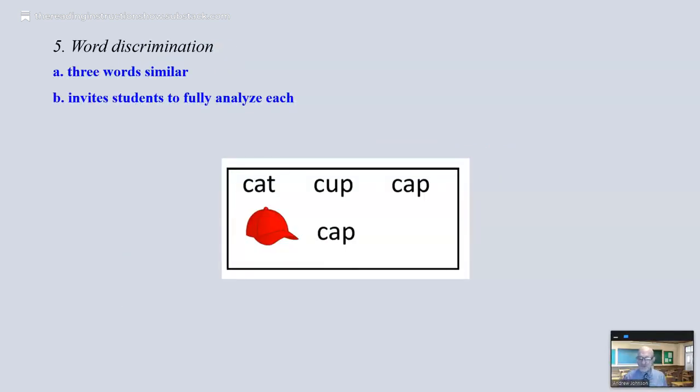Word discrimination, understand the concept, adopt and adapt. Three words that are similar, and again, you can reinforce letter patterns or word families. If I'm doing short A or the app family or the at family, you either say or show a picture of the word. Students have to select the correct word, cap. So it invites them to analyze each word carefully to recognize the letter pattern or sound. Notice that each of these are the same, except one has a different middle sound, one has a different ending sound. And again, it invites them to fully analyze each word.